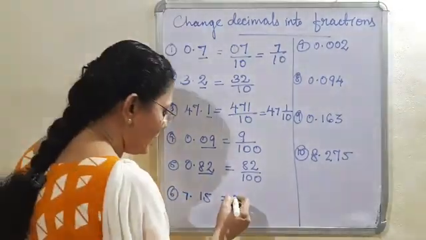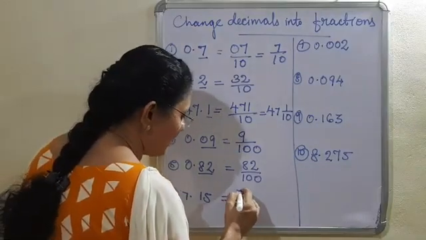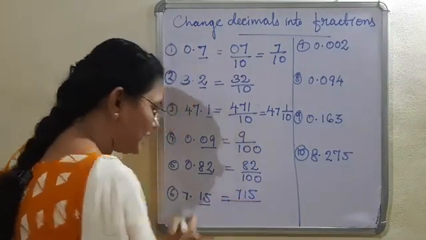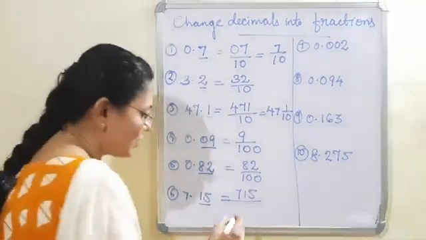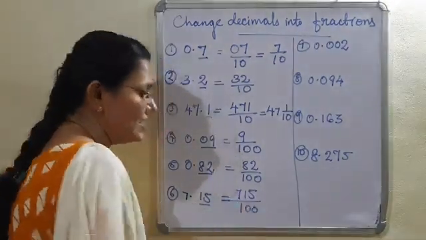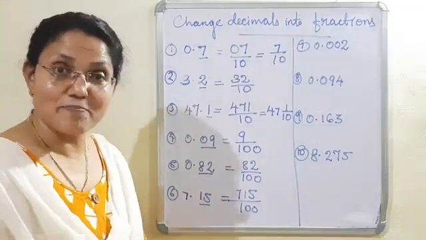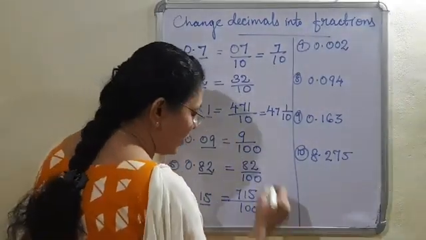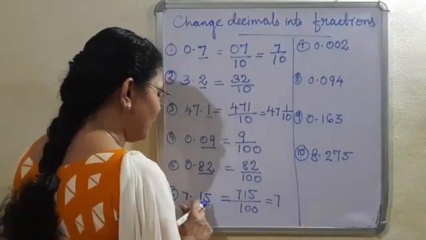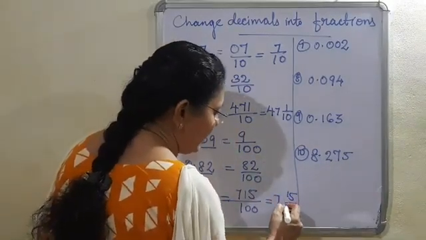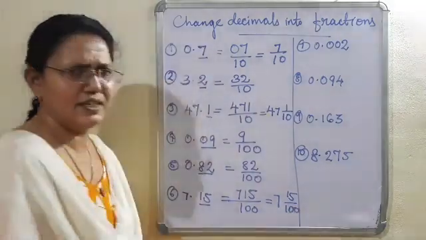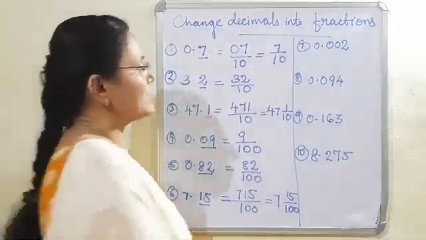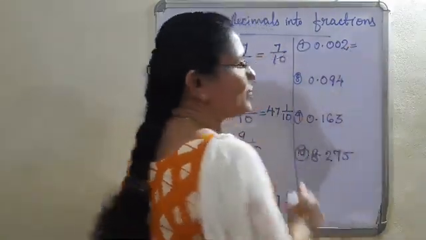Okay. Now, I already told to first remove the decimal point. That time you will get 715 by how many decimal places? 2. Therefore, its denominator is 100. 715 by 100. Or we can write one more method. 7 is a whole number, 0.15 is 15 by 100. Both are correct. Actually, you have to write only one way. Okay. Next is 0.002.